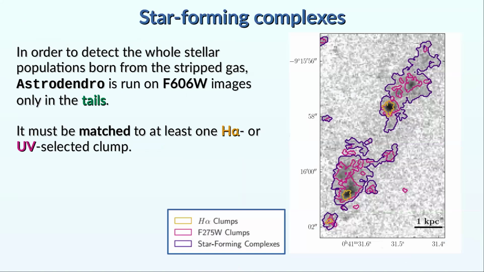We have also a third sample of objects, which are the optical star-forming complexes. So we ran astrodendro on the optical images, and you can see the results here in the violet contours. We could do that only in the tails, because we are far from the optical disk, so we are not contaminated by the disk, and they are important because we are essentially tracing the whole stars that were formed from the stripped gas. And essentially, they were selected by keeping only those that contain at least one UV or H-alpha clump that you can see as a purple or gold contour.